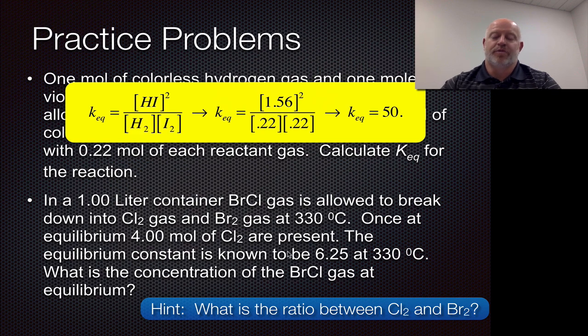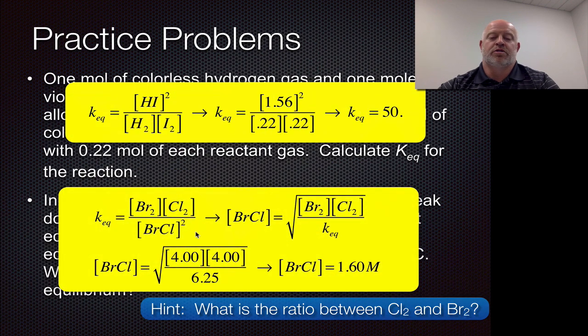The second one's a little bit more challenging. You had to realize that if you make 4 moles of chlorine gas, because it's a 1-to-1 mole ratio in your balanced equation, that you would also make 4 moles of the bromine. So as a result, you end up having your equilibrium expression first. We're solving for the concentration of the bromine chloride gas. So we rearrange it, and we need to do the square root of this now. 4 for each of these divided by the K expression written in the problem. The value written in the problem, 6.25, and we get 1.60 molar.